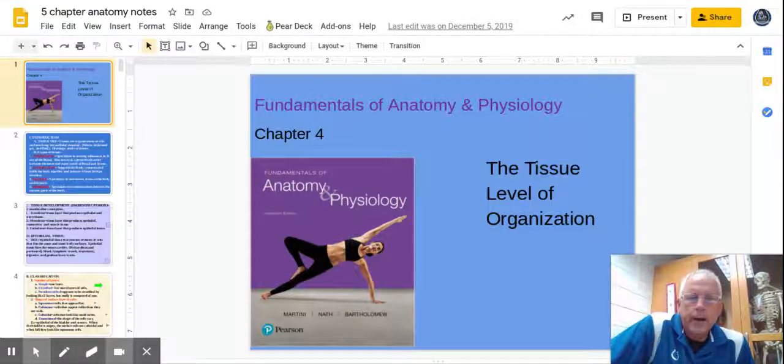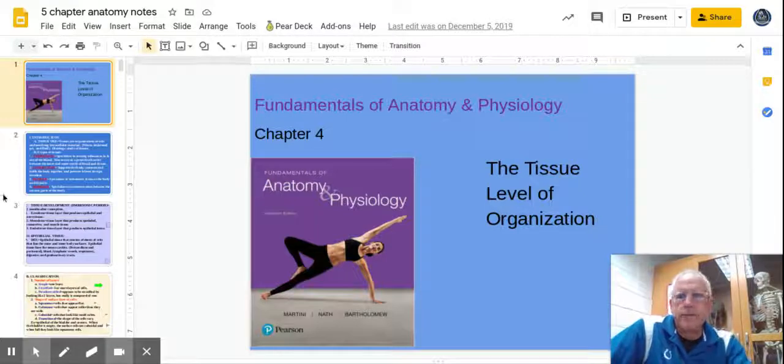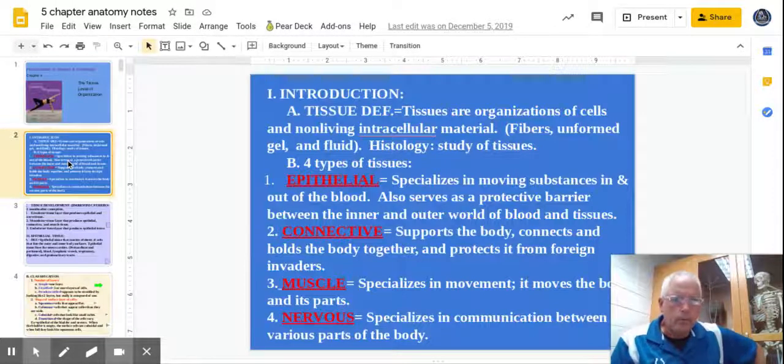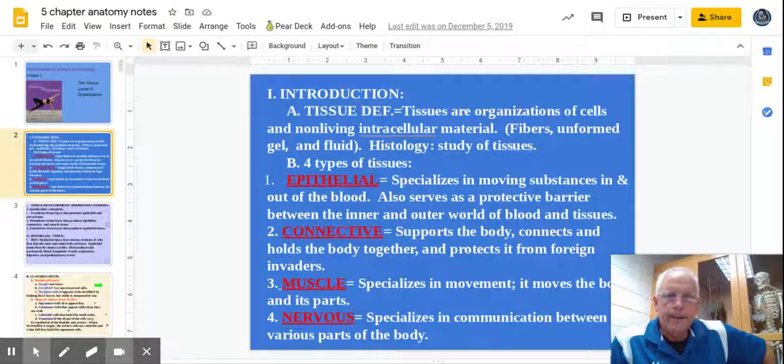So let me look at this next slide and show you what I'm talking about. There are basically four types of tissues: epithelial, connective, muscle, and nervous, as you see there on the screen. Epithelial and connective is what we're going to highlight in this chapter. We'll hit muscle later, we'll hit nervous later. So we have whole separate chapters on those two. So I'm just going to kind of hit the main points of those and just kind of scan through them, and then we'll come back to them later on.